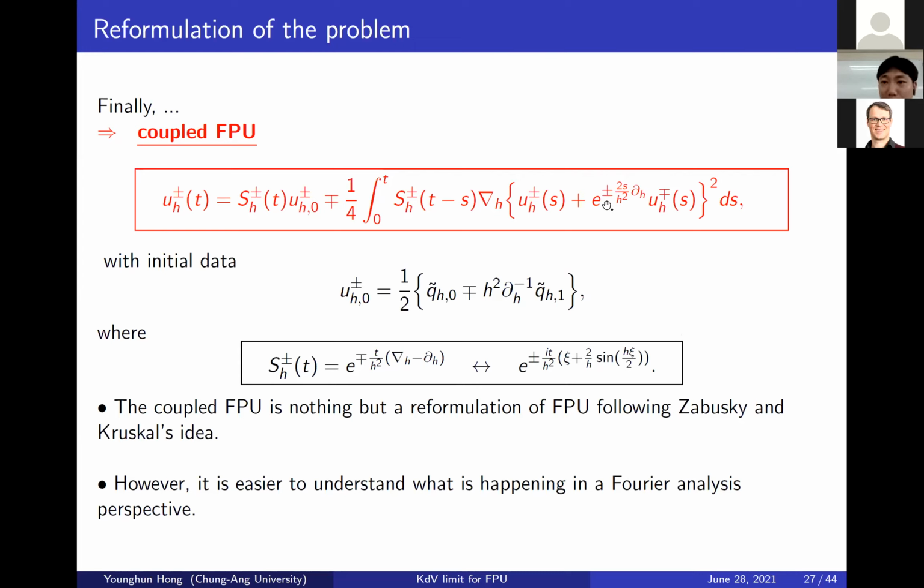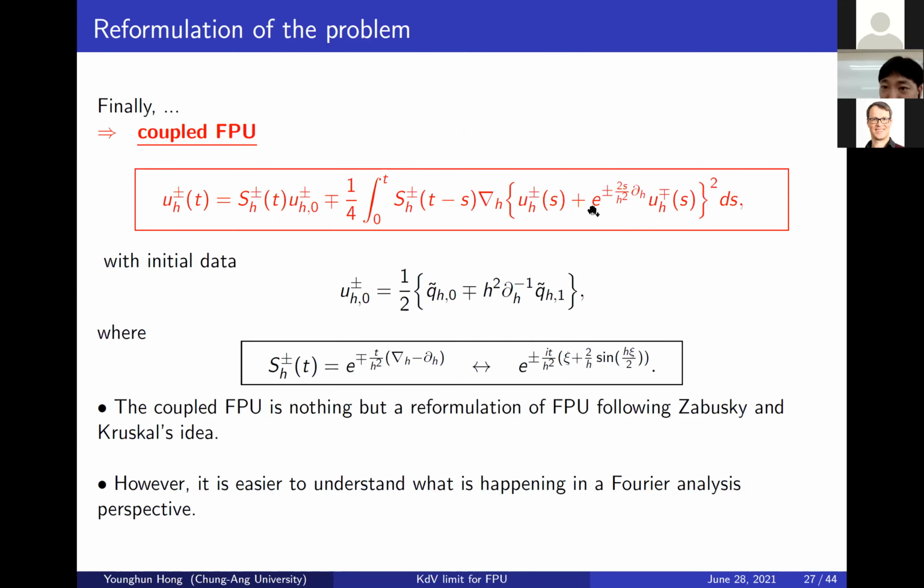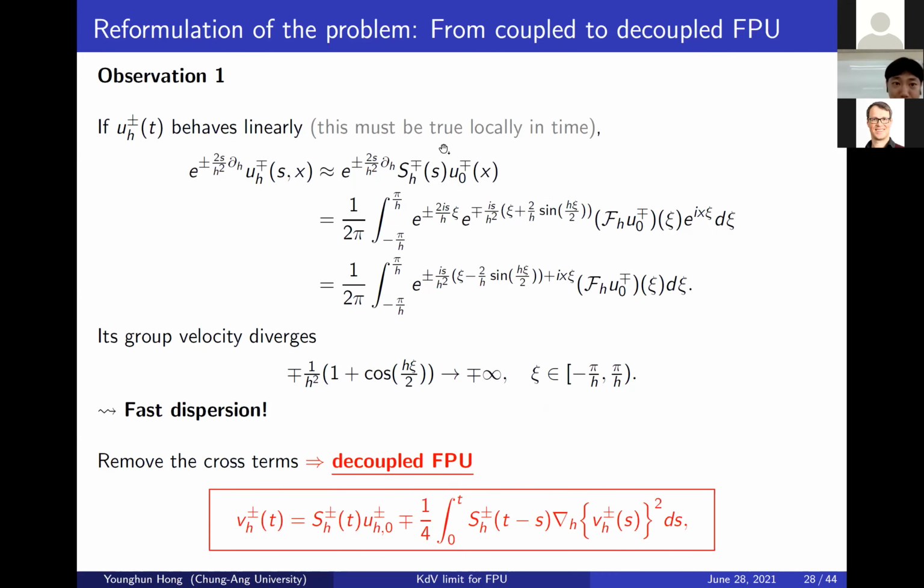Precisely, so there is a coupled term. So the U plus equation satisfies the equation with pluses, but there is something with minus. But if U plus minus behaves linearly, and this is roughly true, at least in a very short time, then this coupled term can be approximated by this one. I just replaced this nonlinear solution by the linear solution.